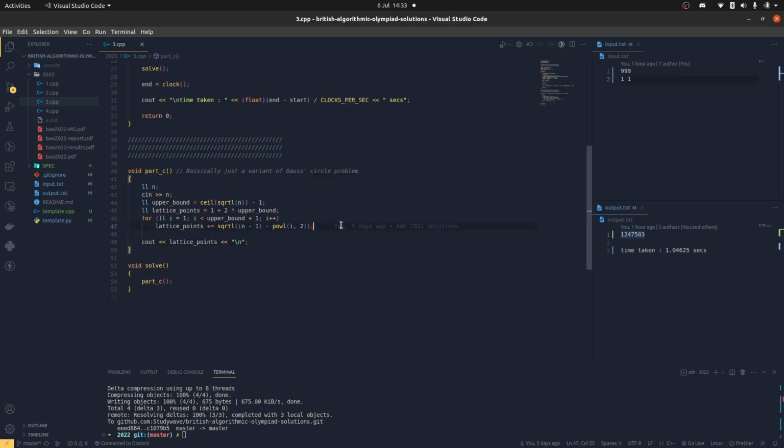And yeah, it's a bit difficult to understand. My explanation might not be the best, but I think if you just stare long enough at the diagrams I've made and at this code, then it should definitely click for you. And then we just output the lattice points.